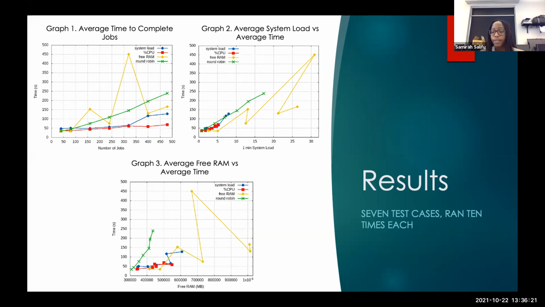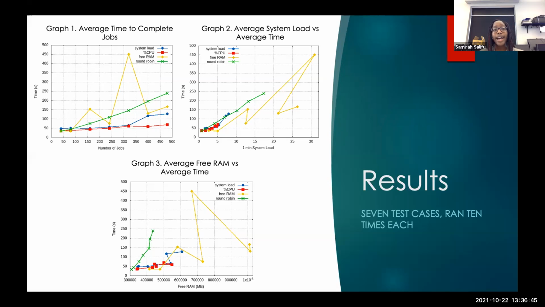a total of 50. So for the RAM algorithm, in test cases 1, 2, and 7, all jobs were sent to one server. That can be seen where in test cases 1 and 2, the time taken was significantly less than test case 3. And even test case 7 is significantly less than the time taken to complete test case 5.